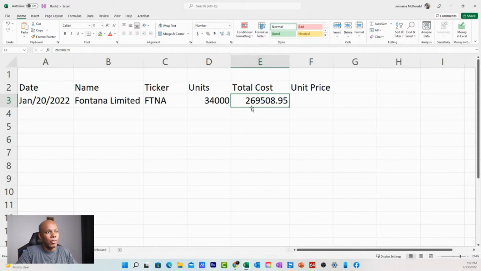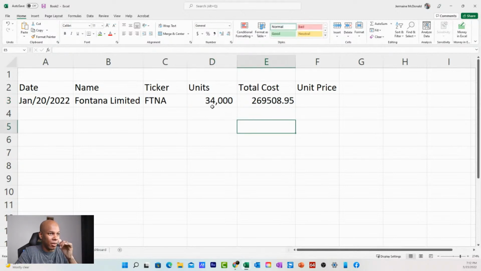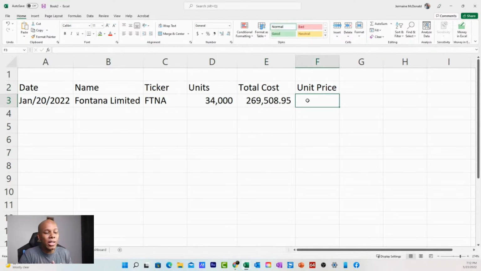Okay, so that is my cost, and I'm just gonna touch the formatting up a bit here. So I bought 34,000 units of Fontana at 269,000. All right, that is what I paid. So the unit price now, though you saw the buy price on the image at $7.85, what we know is that that's not the actual cost per share.